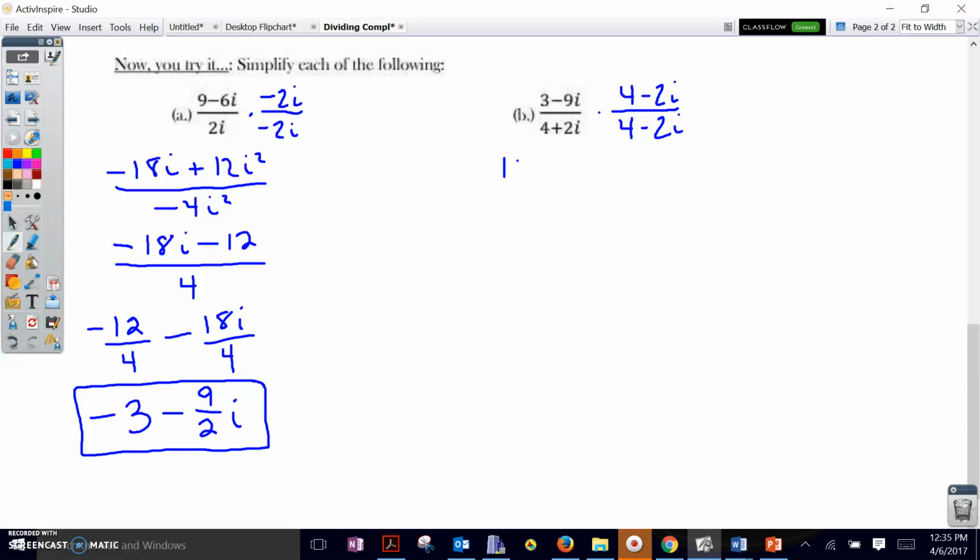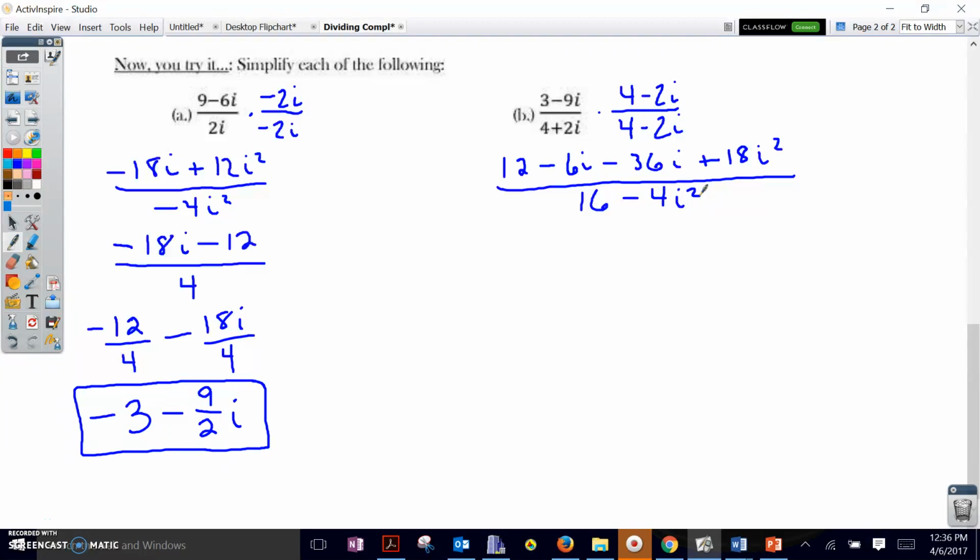I've got 3 times 4 is 12. 3 times minus 2i is minus 6i. Minus 9i times 4 is minus 36i. And minus 9i times minus 2i is plus 18i squared. In my denominator, I've got 16 minus 4i squared.